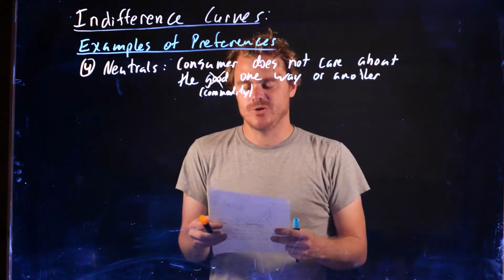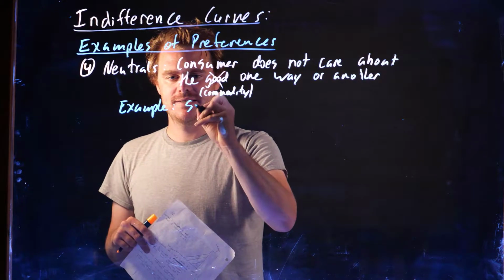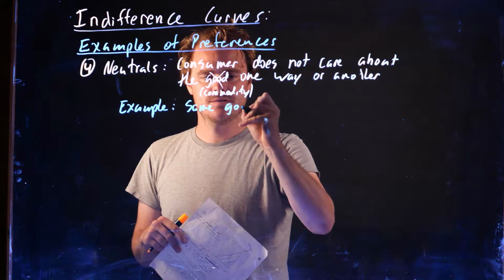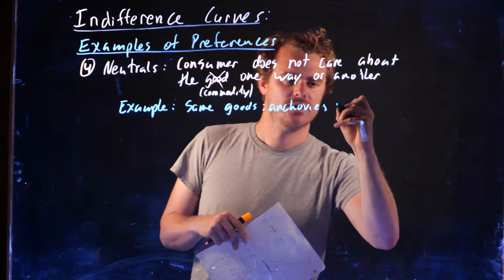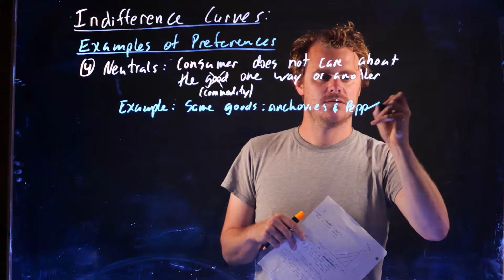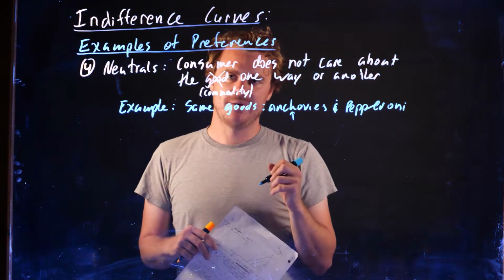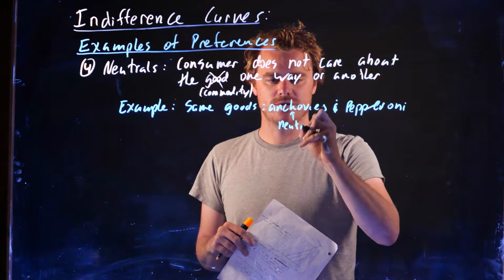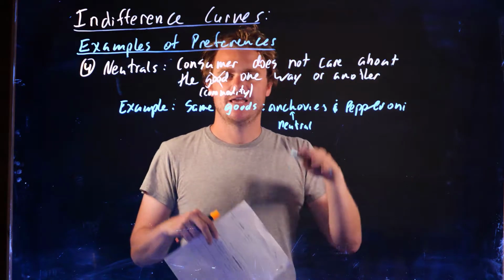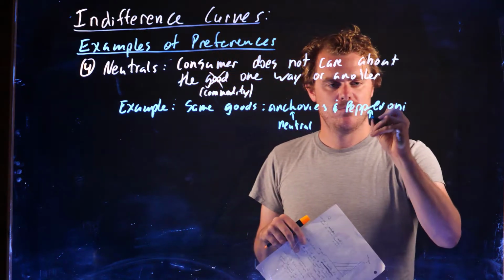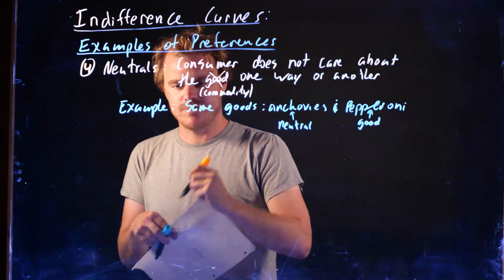So let's imagine we have the same example, same goods, anchovies and pepperoni. But now, instead of anchovies being a bad, let's consider them as being neutral. You don't really care. They'll put as many anchovies as they like on your pizza; you don't care how many anchovies there are. But pepperoni is good in the sense that you want more of it. Well, what would these preferences look like?